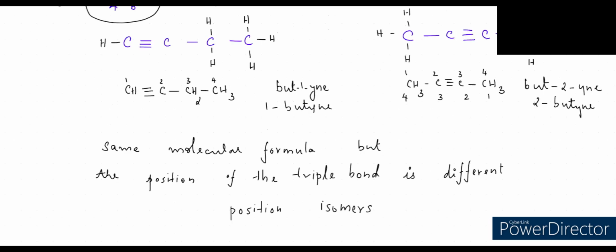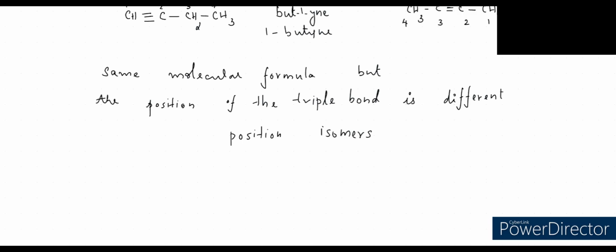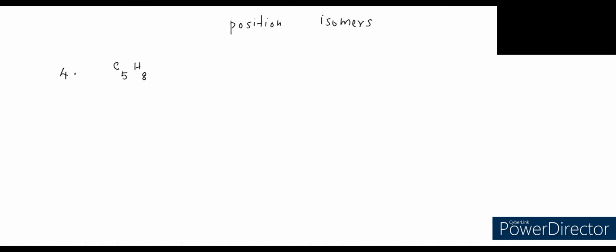Next example is a compound with the molecular formula C5H8, that is 2 into 5, 10 minus 2, that is 8. Let me find out how many different structures are possible for this.